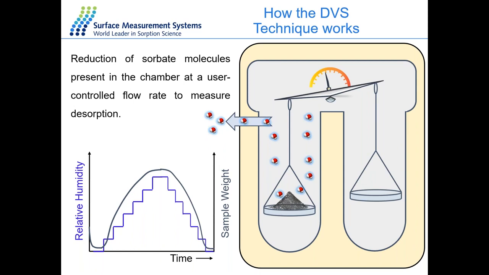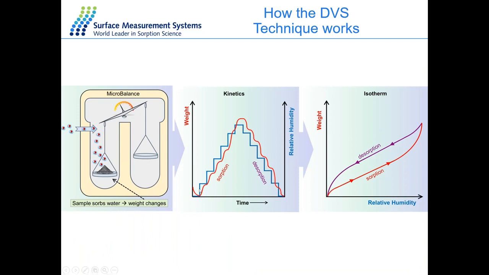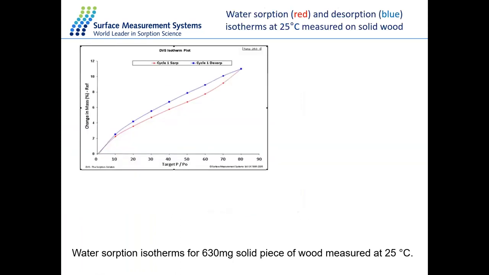Once we collect all this set of data of absorption and desorption, we can use the data to build up our kinetic. And if we take each point of equilibrium at the end of each stage of the absorption and the desorption, and we plot it against the relative humidity, then we can get our isotherm plot. So that's basically how we run an experiment.